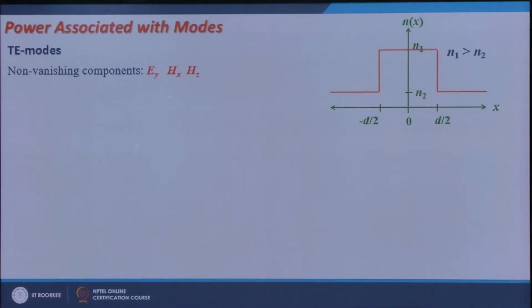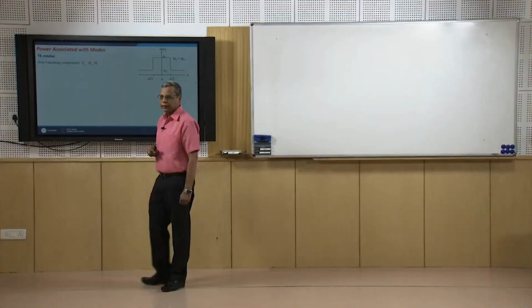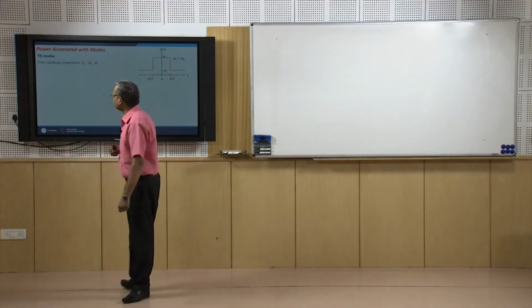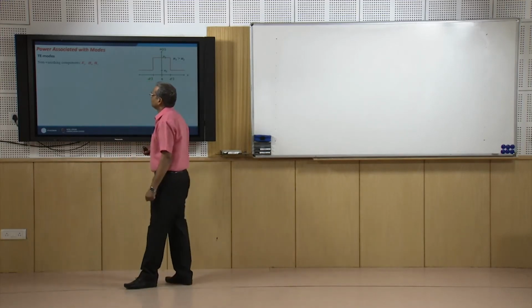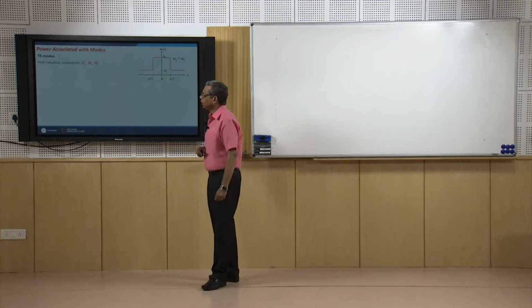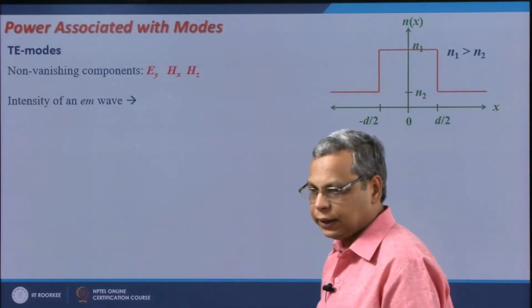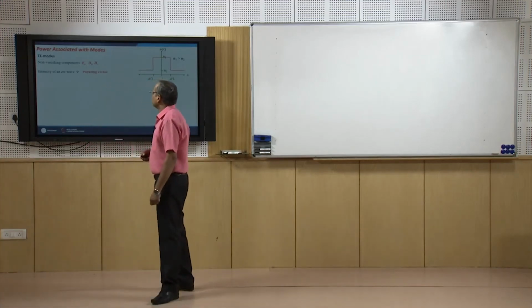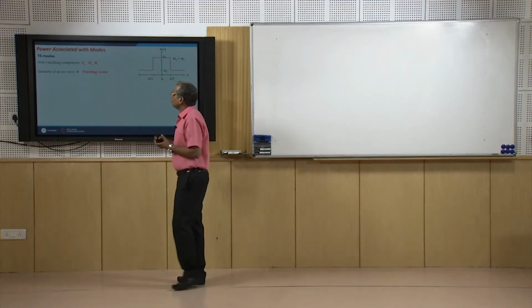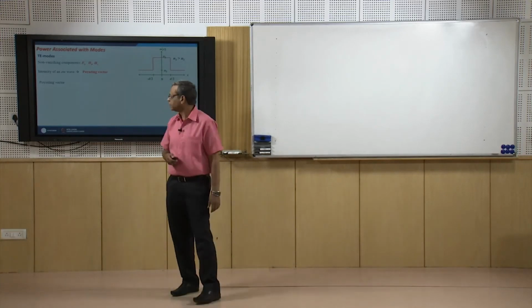and this is the refractive index profile of the waveguide which we are talking about. And for this waveguide, with this refractive index profile and propagation direction as z, the non-vanishing components of electric and magnetic field for TE modes are Ey, Hx and Hz. We know that the intensity of an EM wave is given by Poynting vector. So, we now need to find out what is the Poynting vector corresponding to these modal fields.